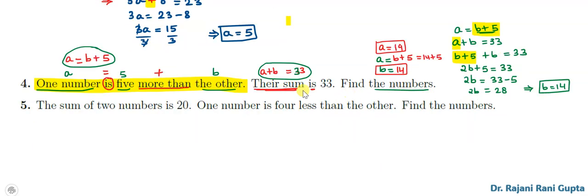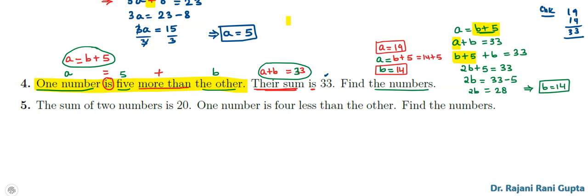You can always check your numbers because they say that the sum of the numbers is 33. So if you add 19 and 14, for checking, how much do you get? 33. So it means the same thing. So it's correct. Okay, now next.